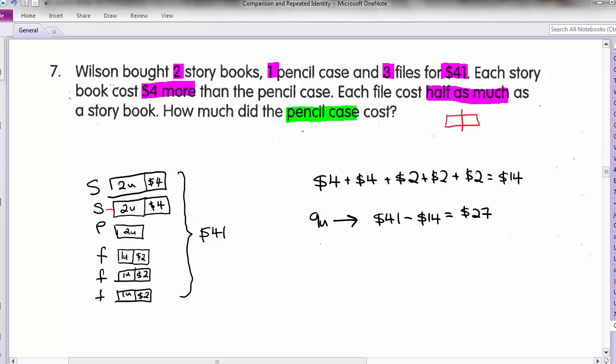So if 9 units is $27, 1 unit will be 27 divided by 9, and that will give you $3. Okay? So what am I looking for? I'm looking for pencil case. Pencil case is 2 units. So 2 units is $3 times 2, which is equal to $6. So that's how we get our answer.